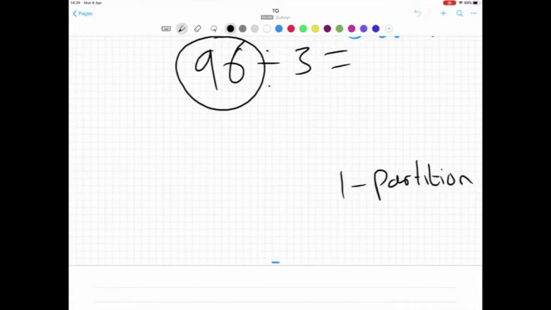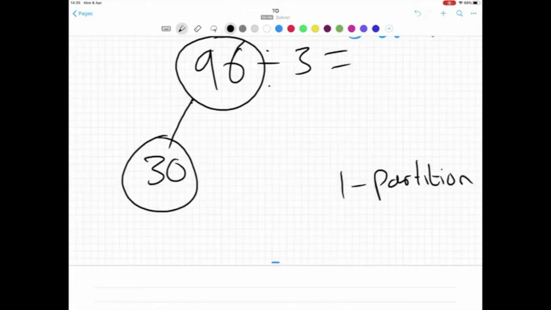Because if I use my 10 times table knowledge, and I know that 30 definitely I can put 30 here, because that's 3 times 10 is 30. Right, I've got 30 here. Can I add 30 more to get to 96? 30, 60. Yeah, can I add 30 more?